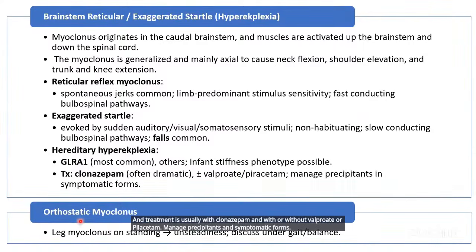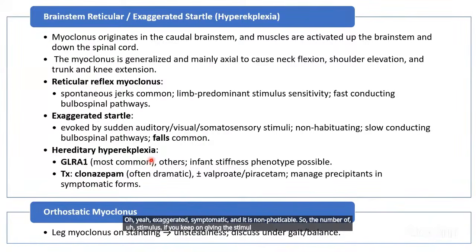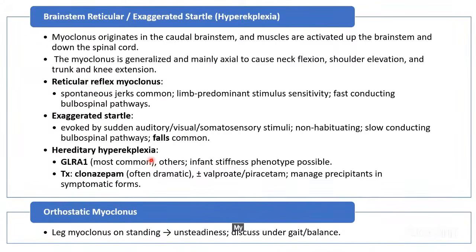What is the difference between this hyperekplexia and normal physiological startle? Hyperekplexia is an exaggerated startle reflex, sir, and it is non-fatigable. If you keep on giving the stimulus continuously, the startle will keep on coming, while in physiological startle, the response decreases, that is, it is fatigable. Yes, sir.